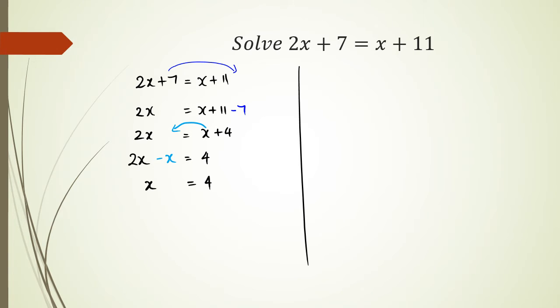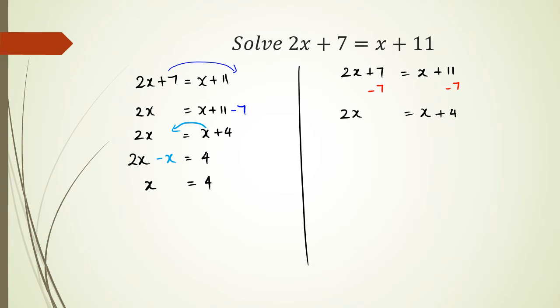The next way of doing it is by balancing it. So when we have 2x plus 7 equals x plus 11, I want to sort out the number first. So minus 7 from both sides, which means 7 minus 7 is 0. x stays as it is. 11 minus 7 is positive 4.